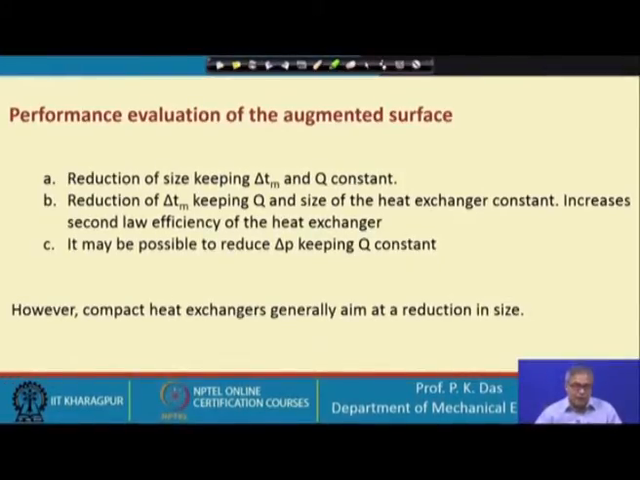Then the second one could be reduction of delta T m keeping q and size constant for the heat exchanger. So, let us say that earlier in my process I have designed with a large temperature difference between the two fluid streams. Now, what I will do? I will have the same amount of heat transfer, I will have the same volume of the heat exchanger, but I will have gone for an augmentation technique. So, I will have a lesser amount of delta T m.